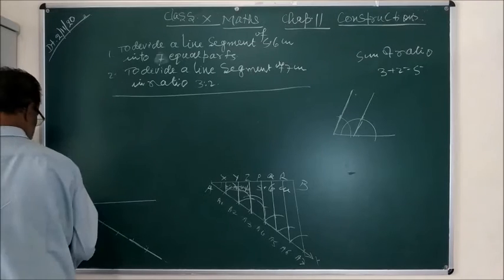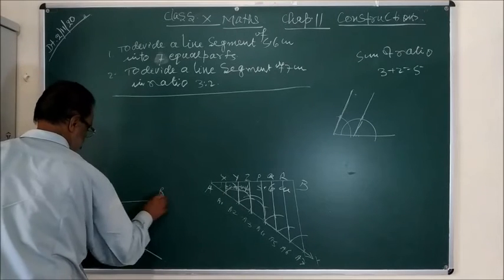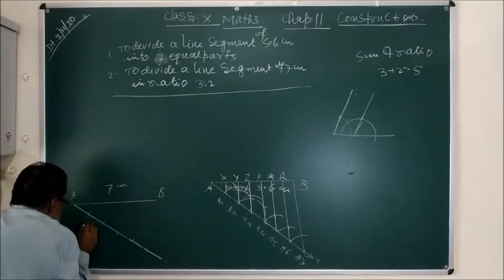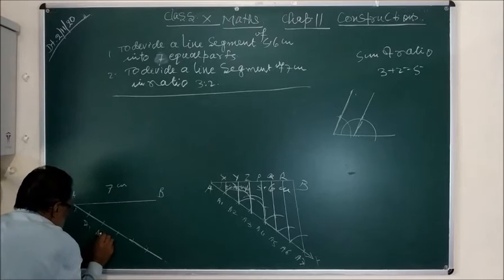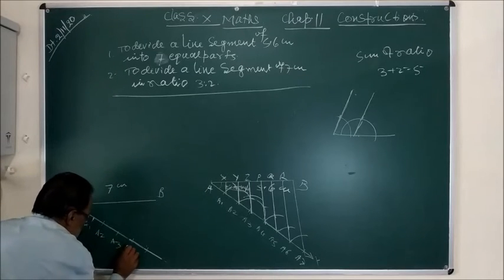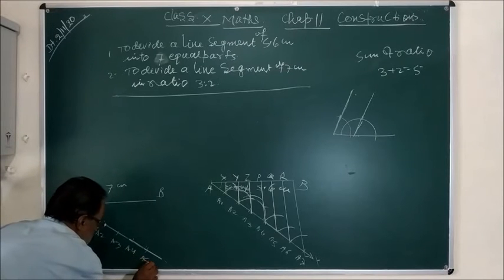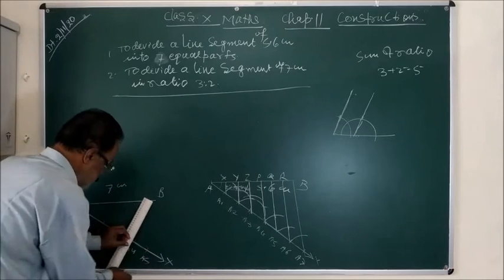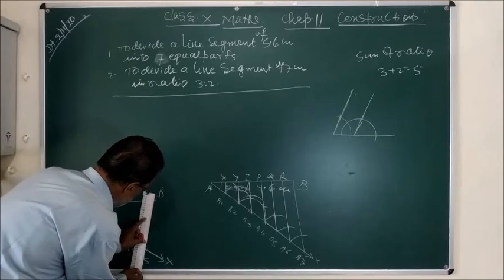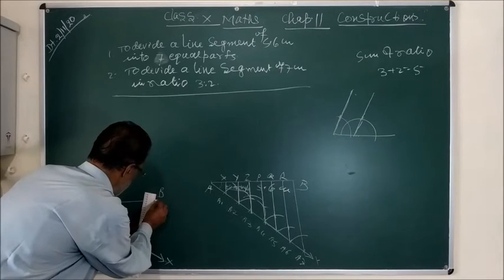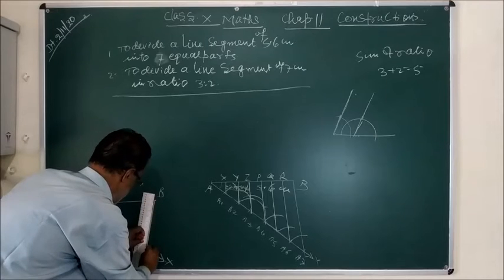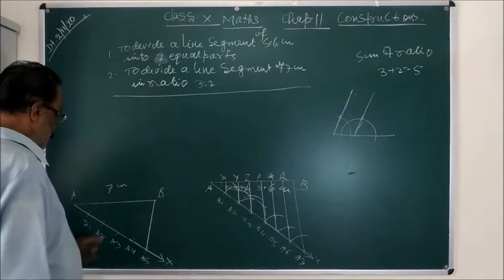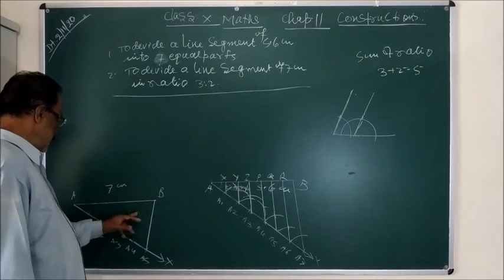Now you suppose AB is a line segment that is of measurement 7 cm, and this is A1, A2, A3, A4, A5. These are taken from this ray. Now you join B to A5. इसको यहाँ से हम ज्वाइन कर लेते हैं, ये देखिए.